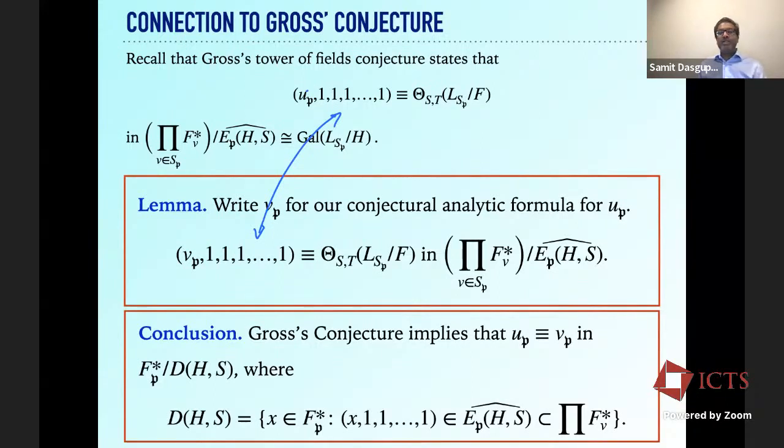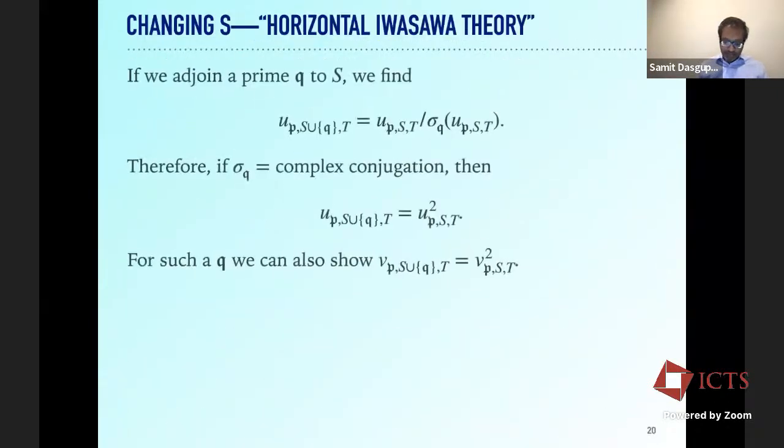Okay, and then the punchline is, now we're going to change the set S in such a way that UP and VP don't change too much, and I still get the same congruence, except I want to make this thing that I'm modding out by, this DHS, smaller and smaller. And if I can make that go off to as small as I want, make it trivial, essentially, then I've shown actually an equality for UP and VP. So that's the punchline.